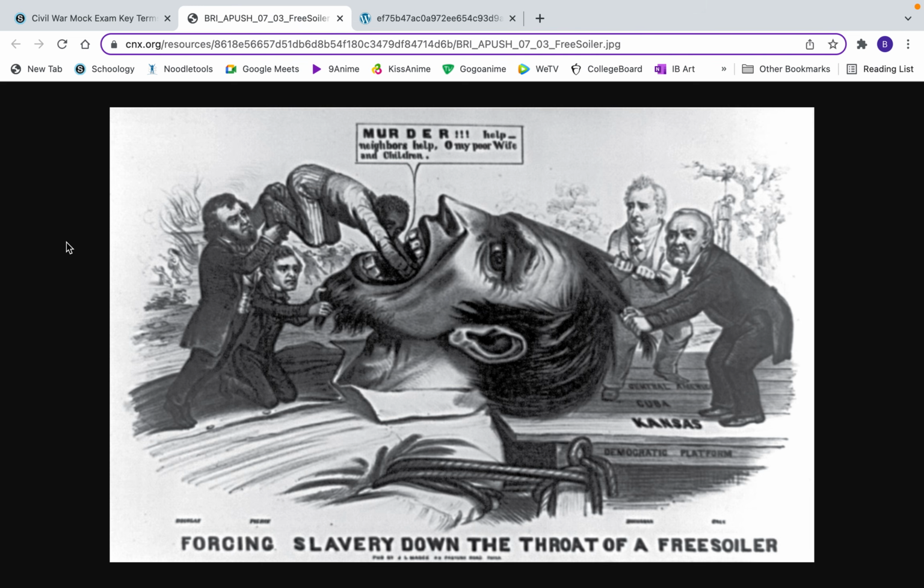So basically what this compromise does is it has several effects. California comes in as a free state. There's no more domestic slave trade in Washington, D.C. Congress can't interfere with slave trade where it already exists. The rest of the territory is open to slavery through popular sovereignty. And Congress will pass a law that assists with the recovery of runaway slaves.